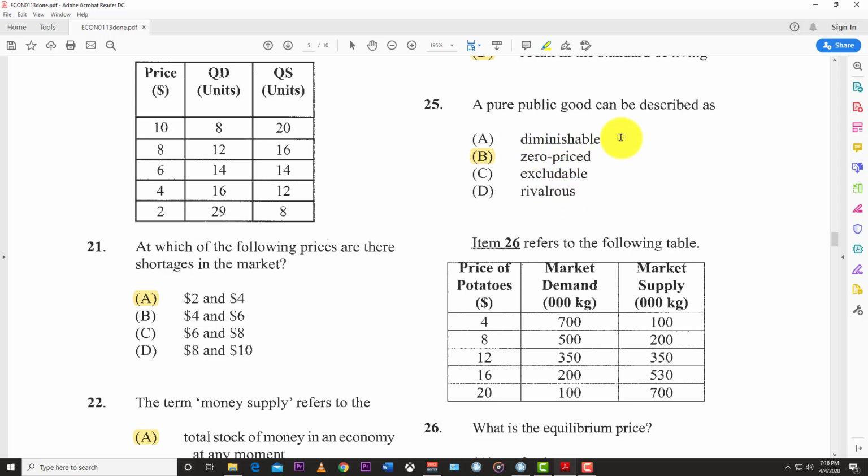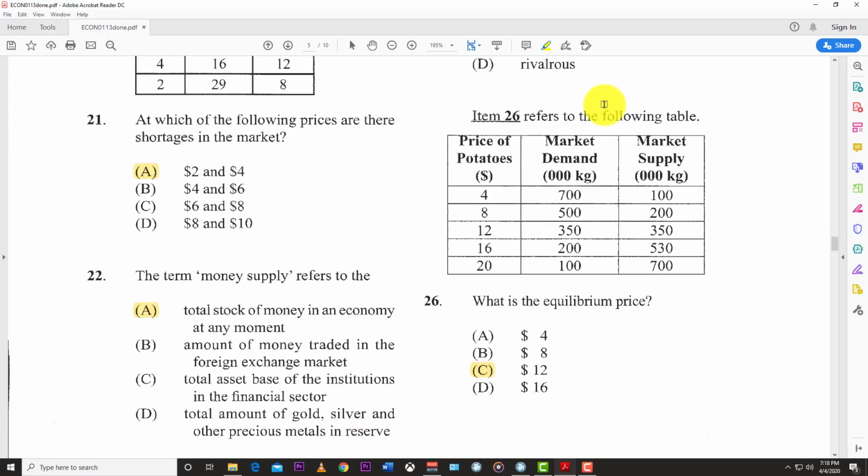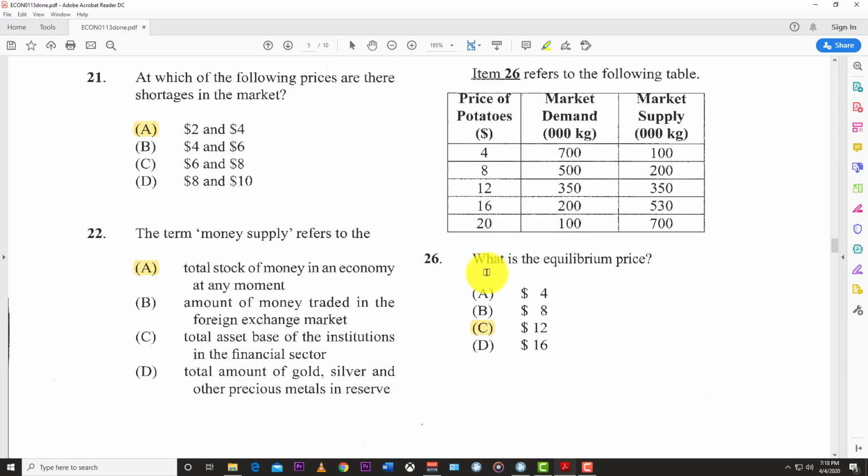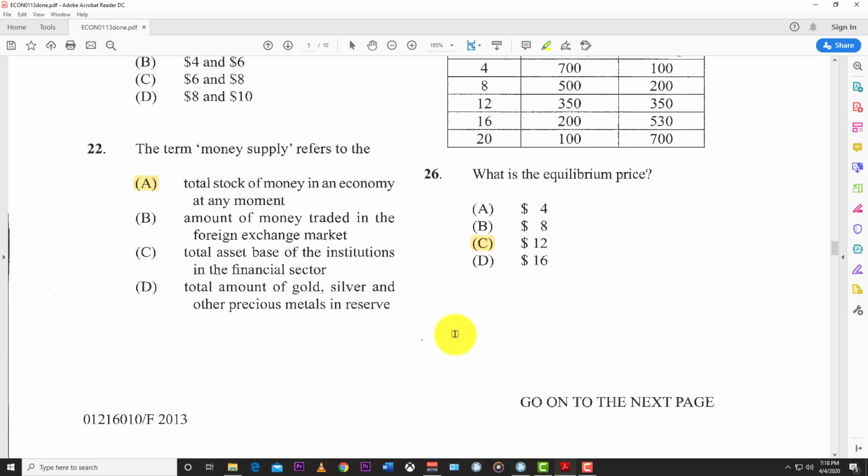Public goods are not diminishable, not excludable, and not rivalrous. But they are zero price, meaning they're basically free. Number 26 refers to the following table. What is the equilibrium price? Very easy answer. Equilibrium is where supply and demand are equal, so 350. Price 12, so the answer is $12.